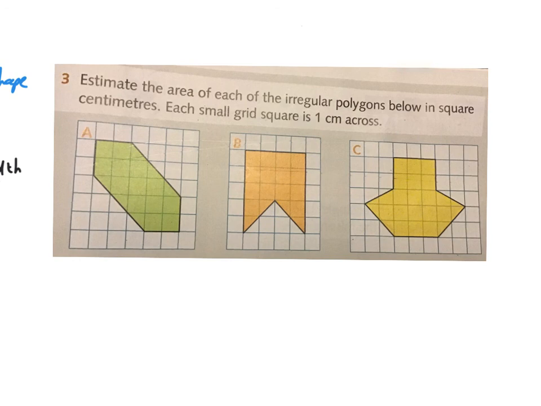For example, shape A here has 1, 2, 3, 4, 5, 6 sides, and you know that a 6-sided shape is called a hexagon. So this is a hexagon. It's just not a regular hexagon.